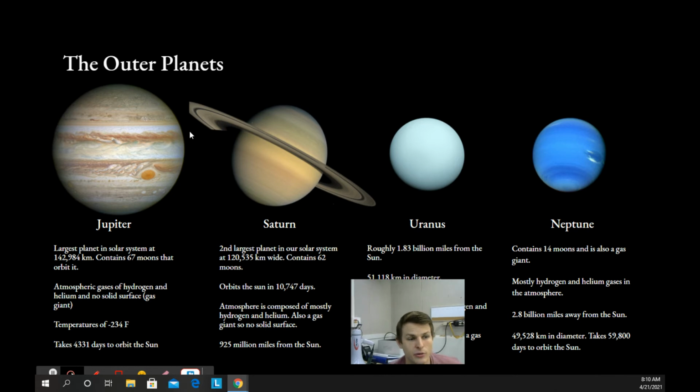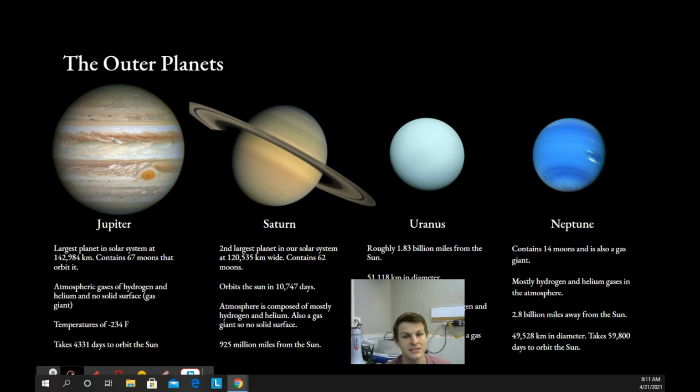You then have the outer planets. Jupiter. Jupiter is the biggest planet in the solar system. It's huge, to say the least. So think 12,000 kilometers in diameter for Earth, 142,000 kilometers in diameter for Jupiter. Just a massive planet. Has 67 moons, atmospheric gases of hydrogen and helium, no solid surface.